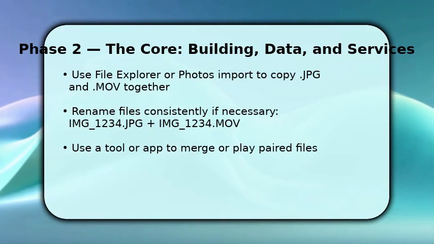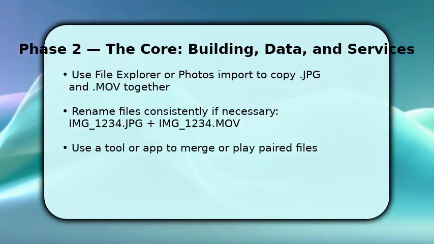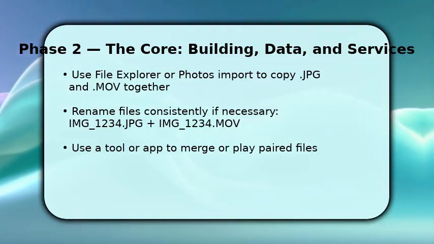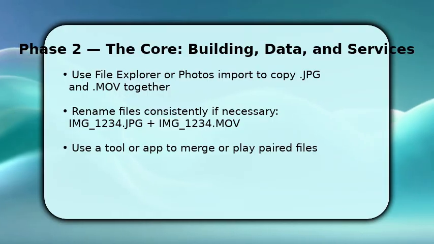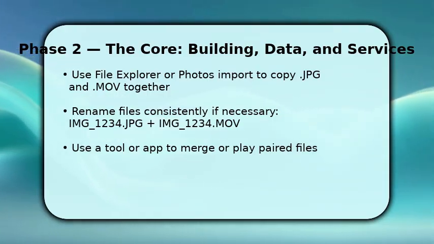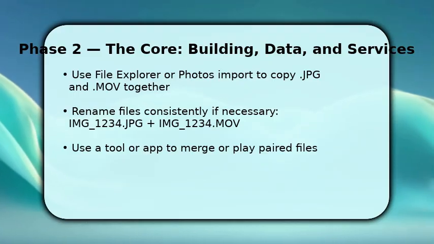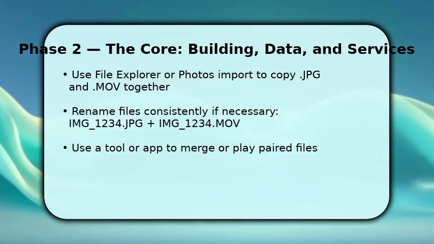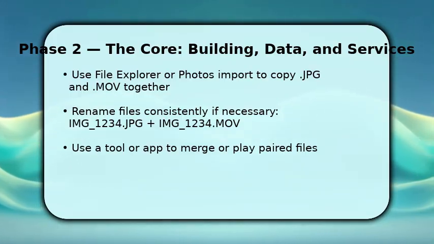Now you import and pair the media. Drag or import both the JPG and its matching MOV into the same folder. If they don't match, rename the MOV to the same base name as the JPG, IMG 1234.JPG and IMG 1234.MOV, so pairing tools can detect them. Then open a player or live photo app on PC that recognizes pairs and plays them as one. You do this because the player needs both components to show the brief motion.